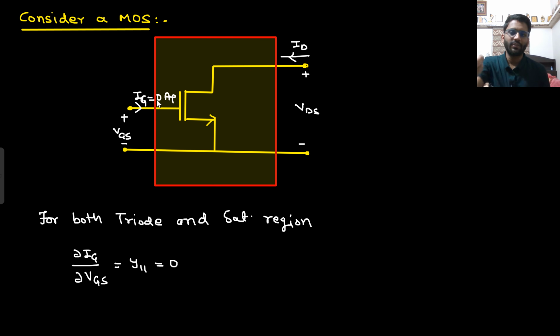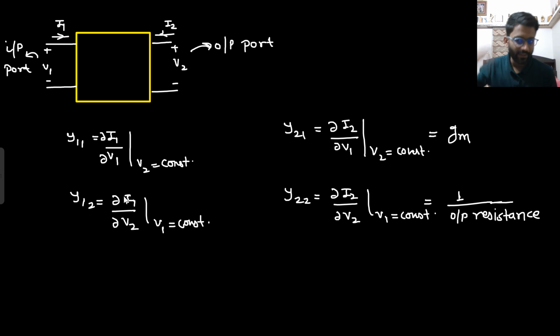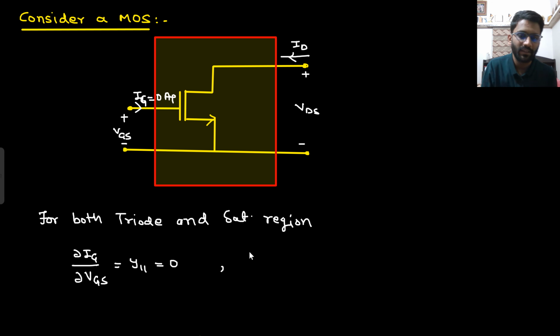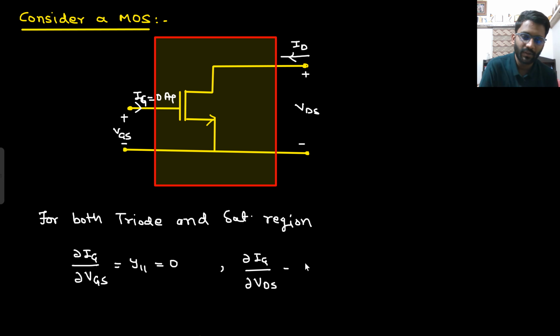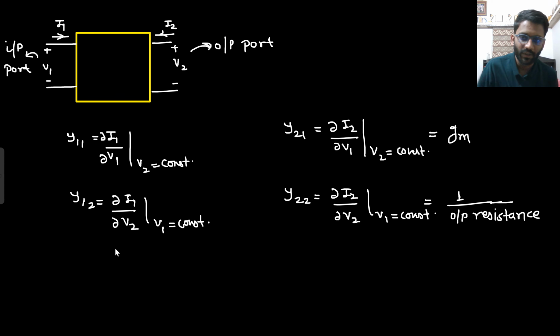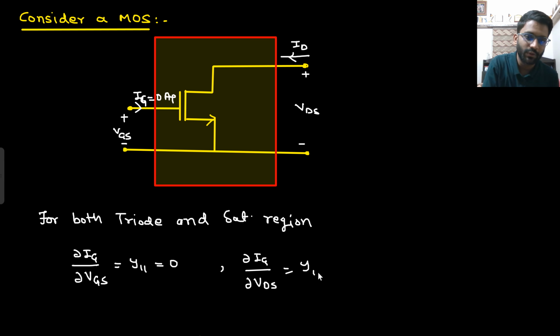Why is it 0? Because Ig is 0 ampere. If the current itself is 0, there is no point of differentiation. So Y11 is 0. And what about this factor, delta I1 by delta VDS, that means delta Ig by delta VDS, input current divided by output voltage? This is also 0. That means Y12, sorry, Y12 is also 0.